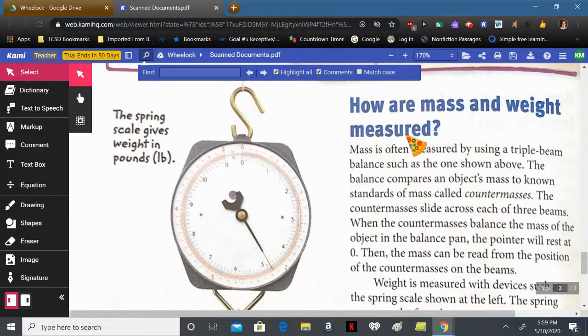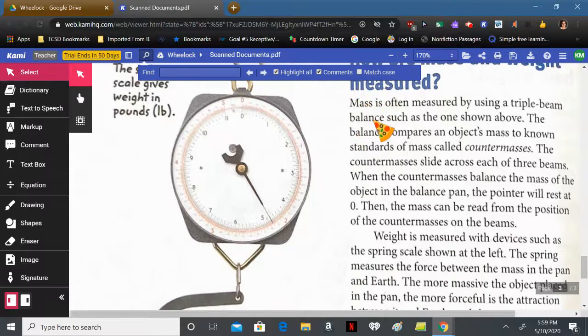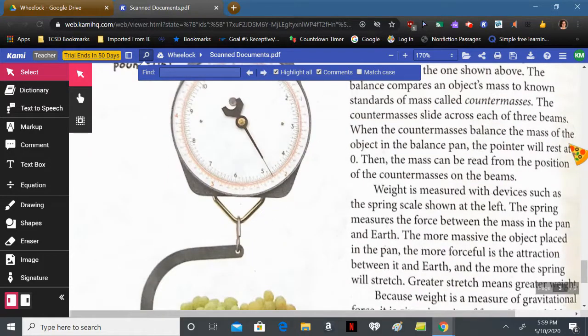How are mass and weight measured? Mass is often measured by using a triple beam balance such as the one shown above. The balance compares an object's mass to known standards of mass called countermasses. The countermasses slide across each of the three beams. When the countermasses balance the mass of the object in the balance pan, the pointer will rest at 0. Then the mass can be read from the position of the countermasses on the beams.